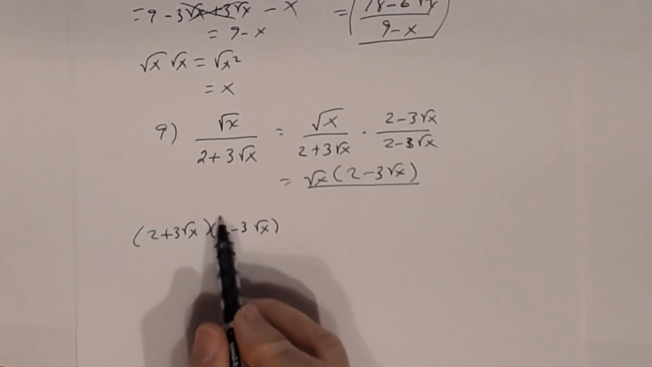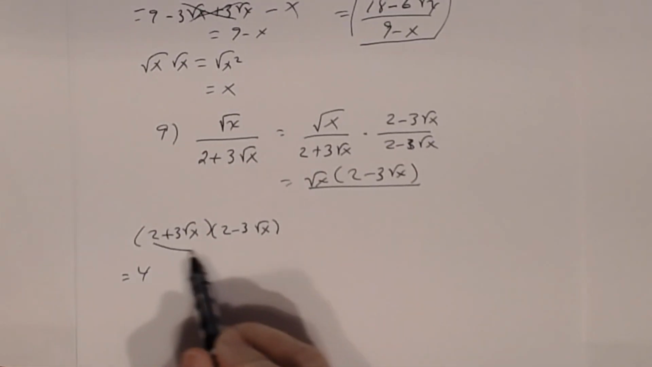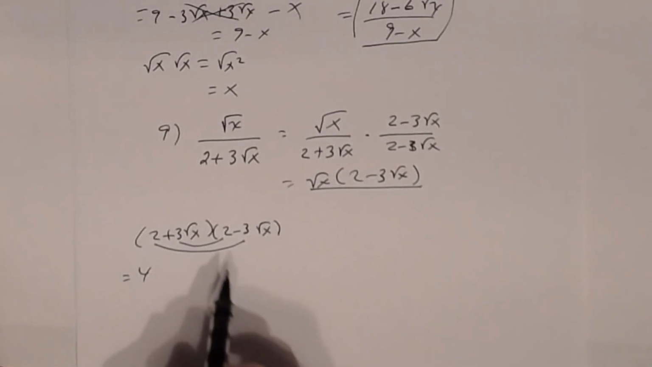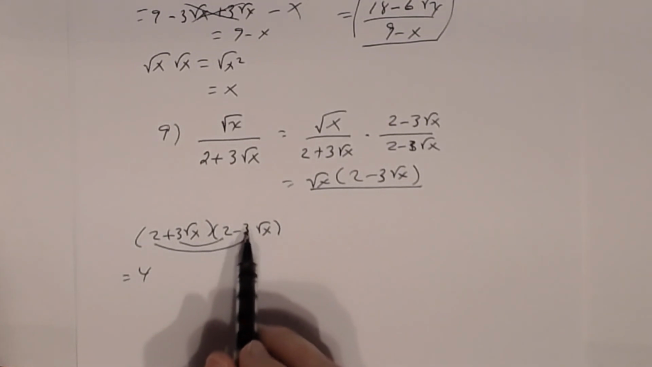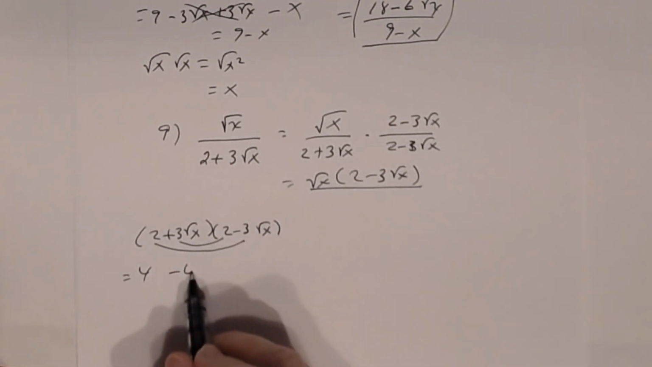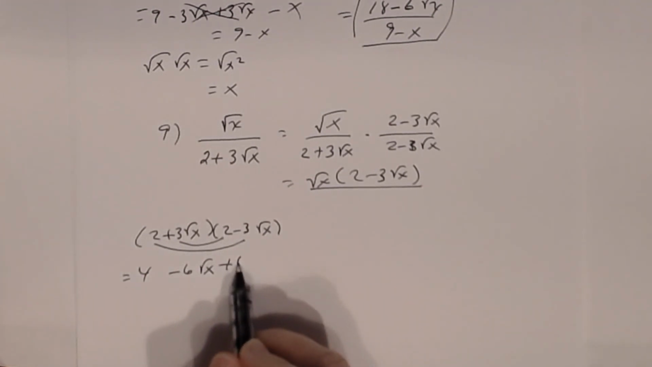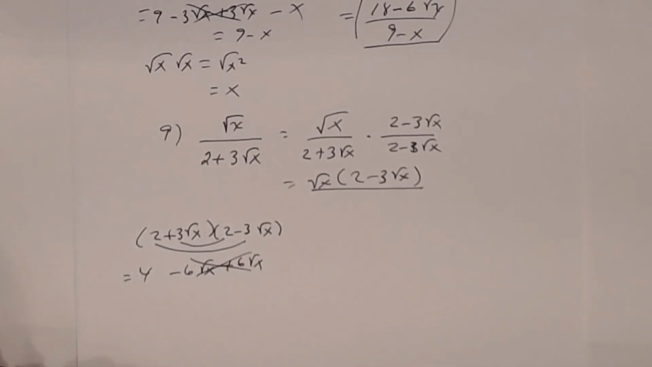So when you FOIL, 2 times 2 is 4. The outer and the inner are going to cancel out. And if you got it right, you write it out. So notice 2 times a negative 3 is a negative 6 square root of x. 3 times 2 is a positive 6 square root of x. So you see they cancel out.